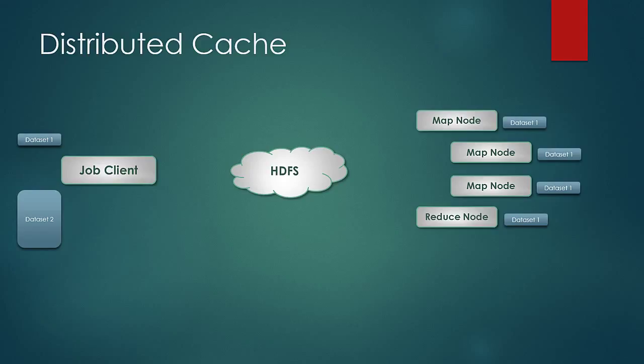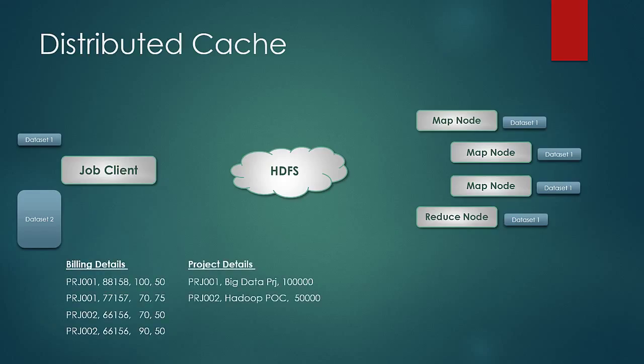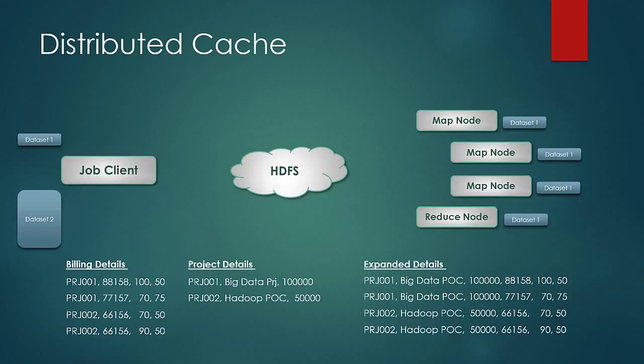Let us consider the one we have already discussed in the last lesson, that is, billing details and projects. And we need to expand the project information in the billing dataset. In this case, it can happen that there would be a limited number of projects. So a better idea would be to distribute the smaller dataset using the distributed cache.